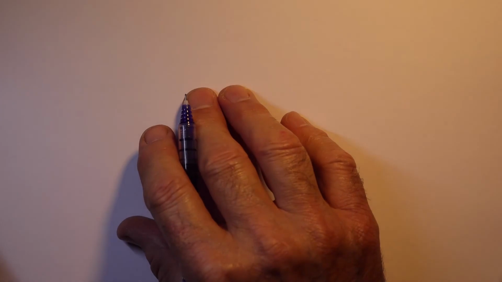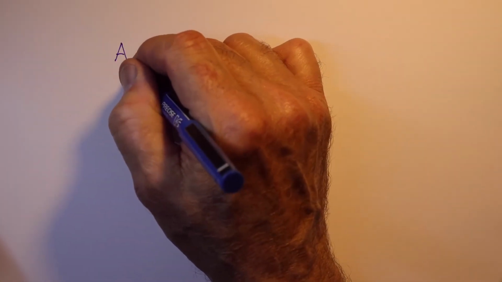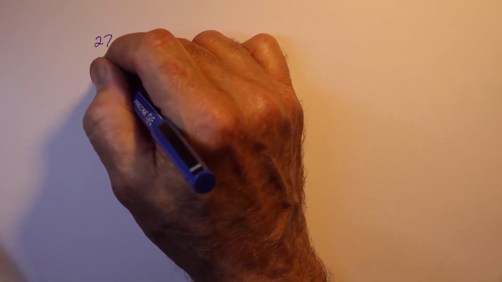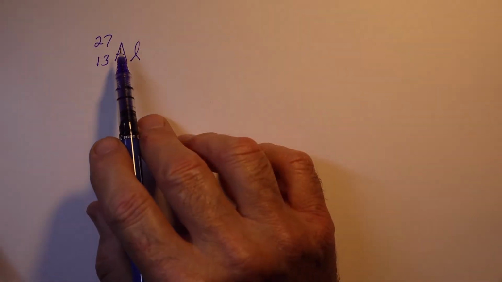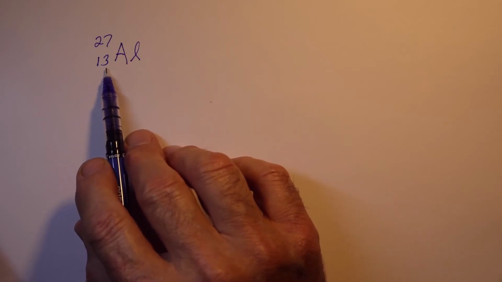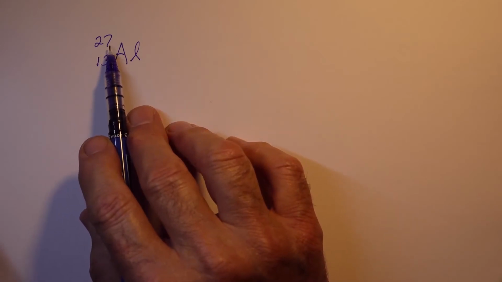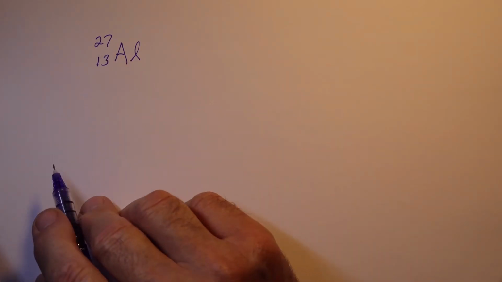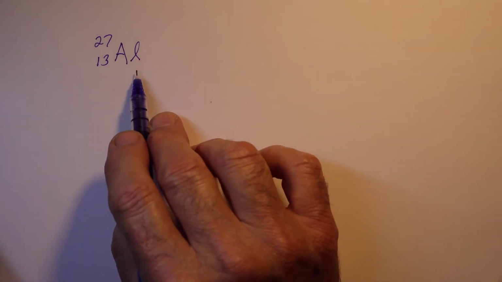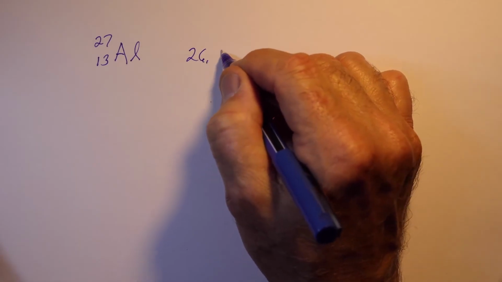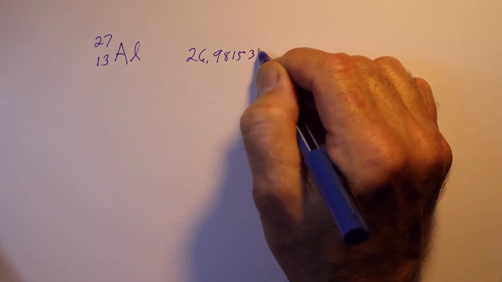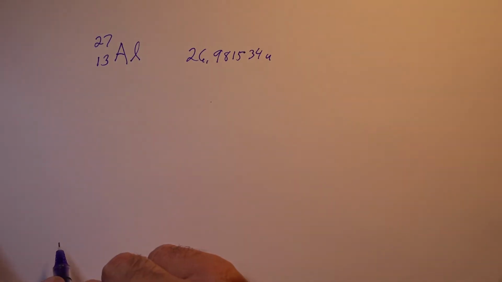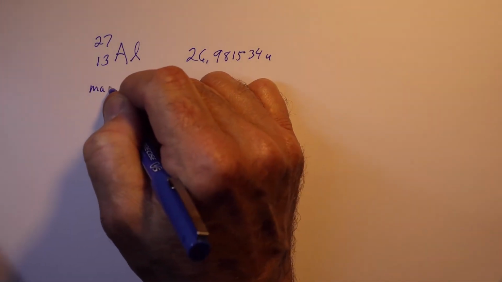Let's try and find the binding energy for a particular isotope of aluminum, aluminum 27 to be specific. And remember isotope notation: 13 is the atomic number, the number of protons, and 27 is the number of protons plus neutrons. We happen to know that the nucleus of this isotope has a mass of 26.98 0.1534 atomic mass units.